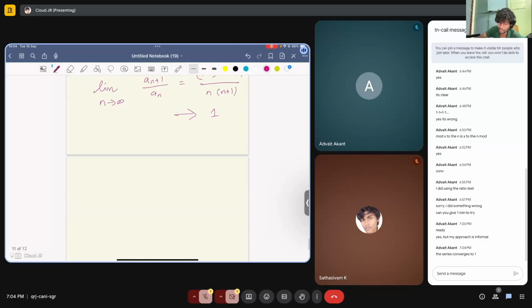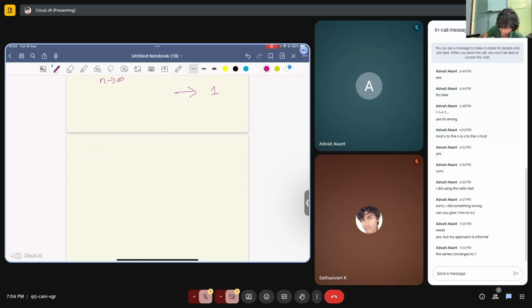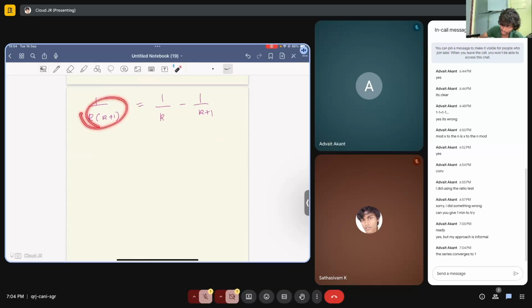Okay, so you might know something called partial fractions, right? Which we did when we did integrals. We are going to do the same partial fraction here. If you look at 1 by k into k plus 1, and if you do the partial fraction, you will get that this is nothing but 1 by k minus 1 by k plus 1. I'm not going through the steps of how we got it because we did it in the last class. But I'll give the idea here in case somebody watches the video.